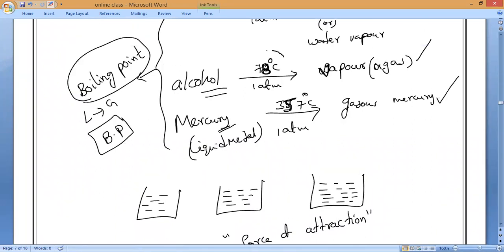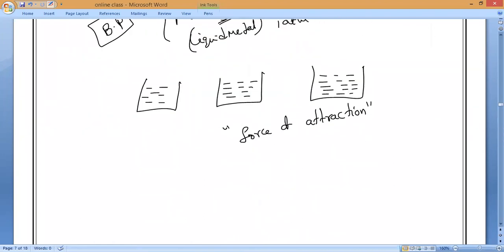Less force of attraction. Why? It will be converting at 78 degrees Celsius itself. It will be converting into what? Gaseous state. Understand? So that is what it will be. Remember. So the force of attraction between the particles is very strong in mercury.